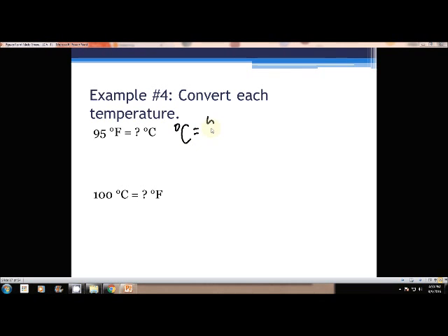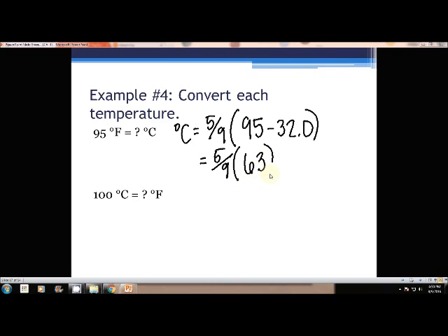Okay, so going back to our problem, I have that my degrees Celsius is equal to 5/9 times, where it says degree F, we're just going to plug in our 95. Plug in your temperature. And then inside the parentheses still, it's minus 32 degrees, 32.0, and that's it. Okay, so now we're going to have to solve. Order of operations tells us that we need to solve the inside of the parentheses first. Okay, so I still have my 5/9 times 95 minus 32 is 63.